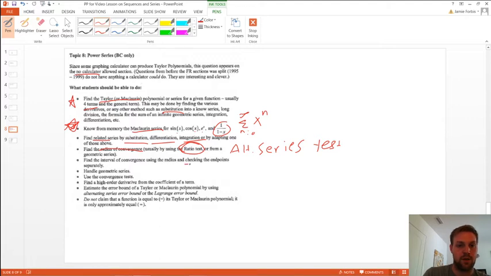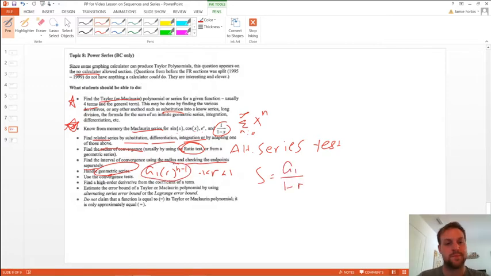We are going to check endpoints today using the ratio test, but we'll refresh ourselves on that. We do still need to know geometric series: anything in the form a sub 1 times r to the n minus 1 power. That converges if r is between -1 and 1. Remember, if it does converge, the series is equal to the first term divided by 1 minus r. I don't think we're going to need many convergence tests, just the ratio test and the alternating series test.